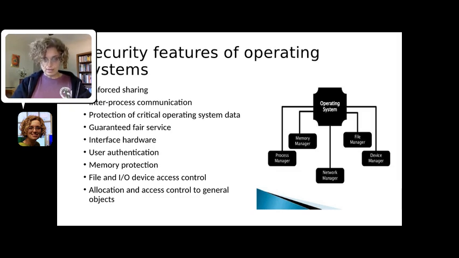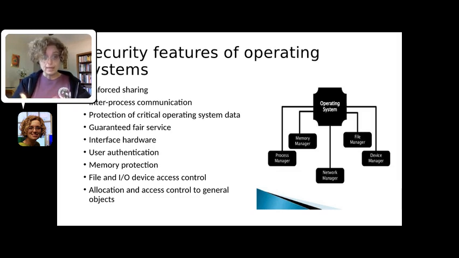So there's a list over here giving the big picture, and we're going to get into more details. So one security feature is enforced sharing, which is making resources available to users as appropriate, and not making everything available to everyone. Inter-process communication is about synchronizing resource access and mediating access based on access control tables. So the control tables are prevalent in terms of security features for an operating system.